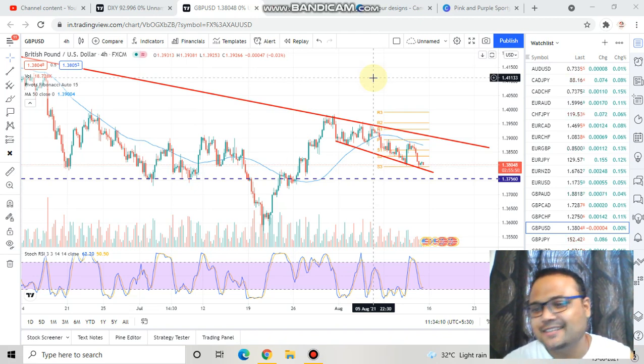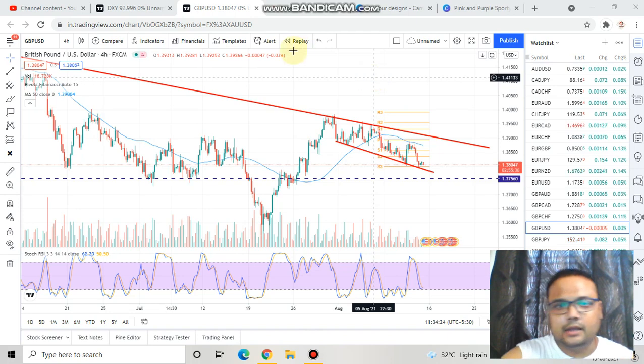So let's get started. This is the 4 hour chart of GBP USD in front of us right now. And as you can see, if you look at the chart here, we can easily understand that this market is in downtrend. Yes, this market is in downtrend.